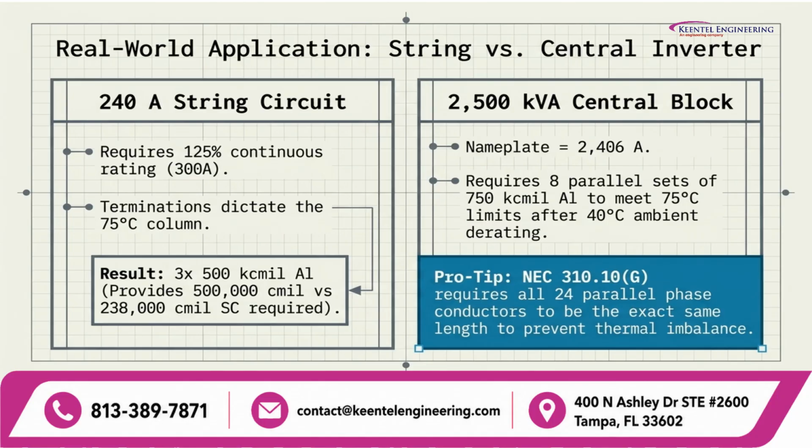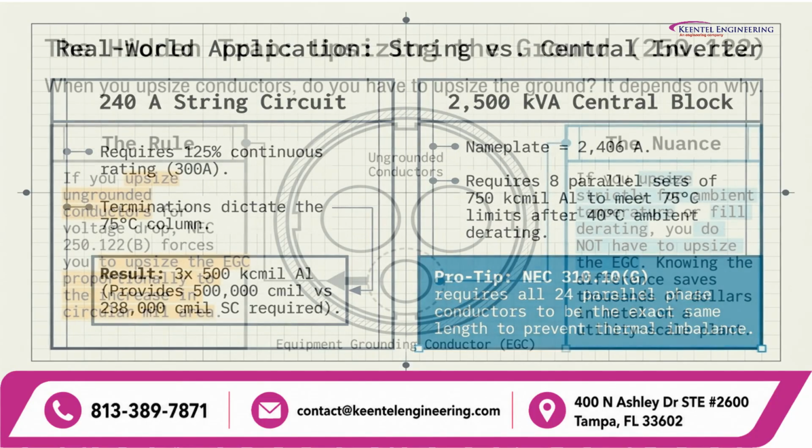For a 2500 kVA central inverter block pushing 2406 amps, meeting 75 degrees Celsius terminal limits after 40 degrees Celsius derating requires 8 parallel sets of 750 kcmil aluminum per phase. Per NEC 310.10(G), all 24 parallel conductors must be identical in length to ensure balanced thermal and current sharing.